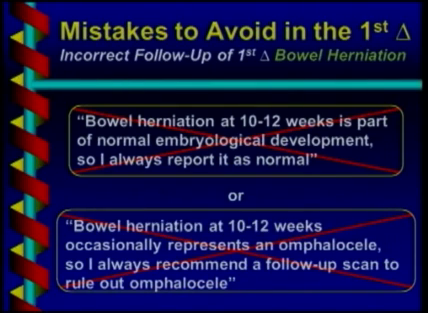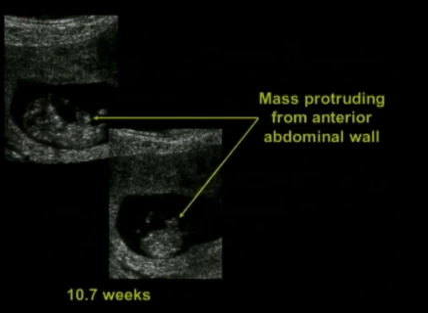The other mistake you make in the other direction would be to say, bowel herniation at 10 to 12 weeks occasionally represents an omphalocele, so I always recommend a follow-up scan to rule out omphalocele. This would lead to all sorts of unnecessary scans and worried mothers who are scanned at 10, 11, 12 weeks, who are told they may have an omphalocele, but will need to check you in a few weeks to see. So to never do a follow-up or always do a follow-up would be a mistake.